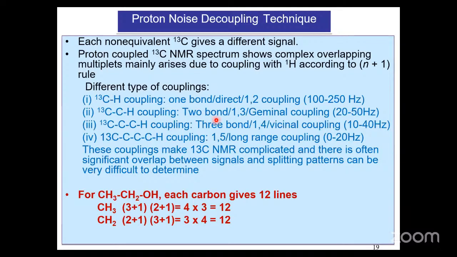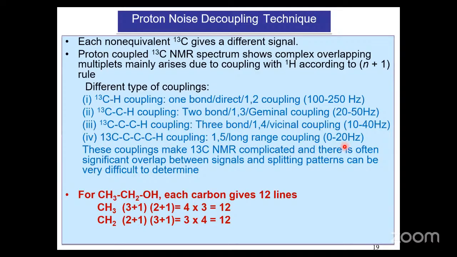Now there are different types of coupling. If we see the proton coupled C13 NMR, one bond coupling means the hydrogen is directly attached to the carbon, we get one bond coupling or direct coupling, and the coupling constant is 100 to 250 hertz. For two bond coupling, the coupling constant is 20 to 50 hertz. For three bond coupling, the coupling constant is 10 to 40 hertz. For four bond coupling, the range is from 0 to 20 hertz.